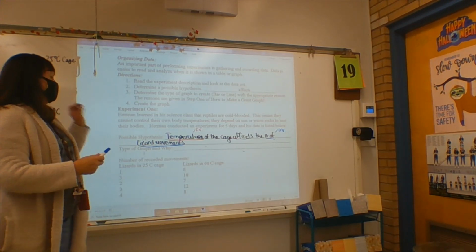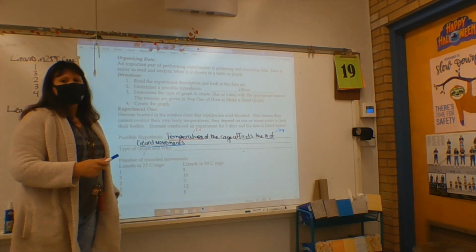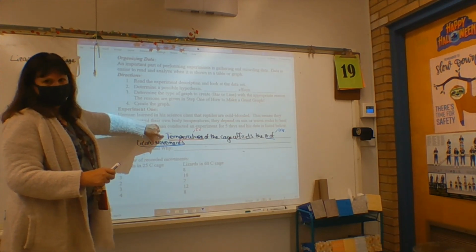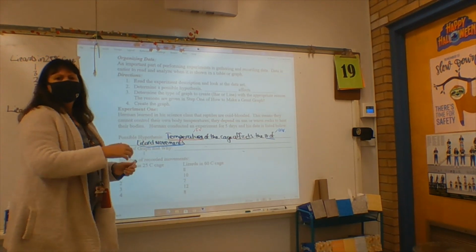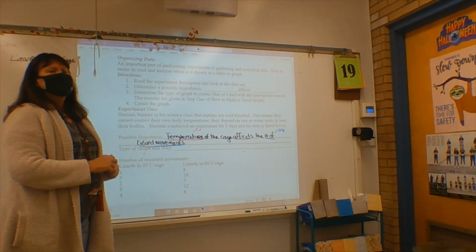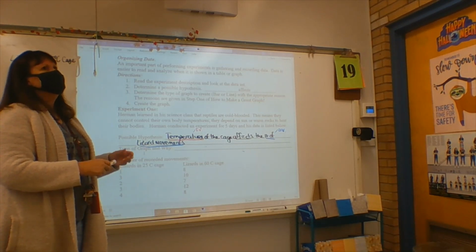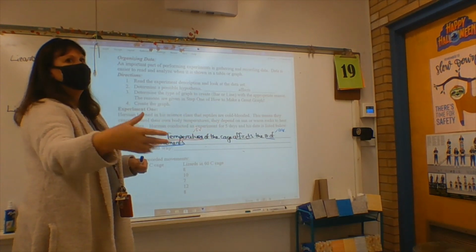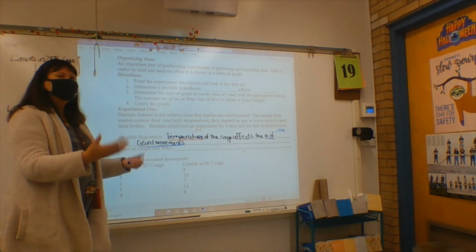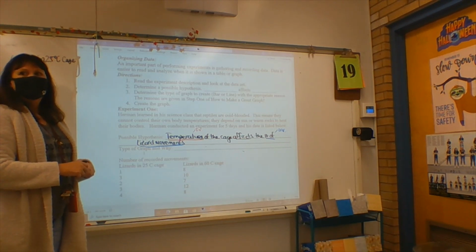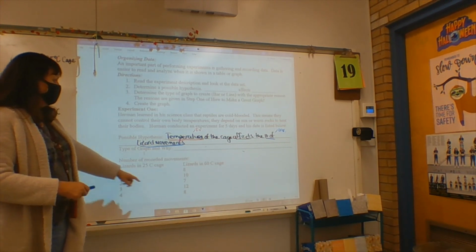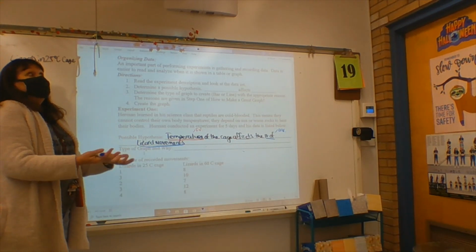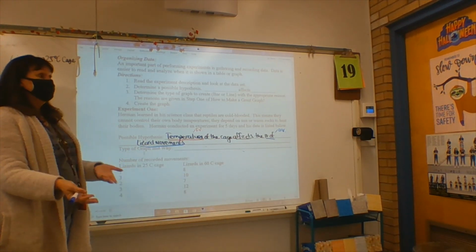Perfect. Okay. So when we look at our data set, in order to do a line graph, our independent variable, which is the temperature, would have to go in even increments. So I would have set up a cage perhaps that was at 10, 20, 30, 40, 50, 60 degrees Celsius. Did I do that? Nope. No. I have a cage that's at 25 and 60. That's not even increments at all.